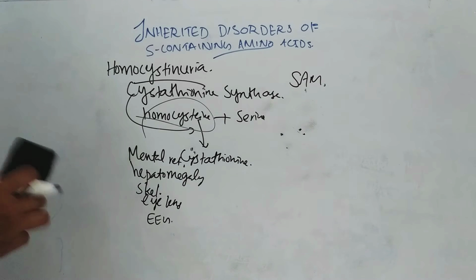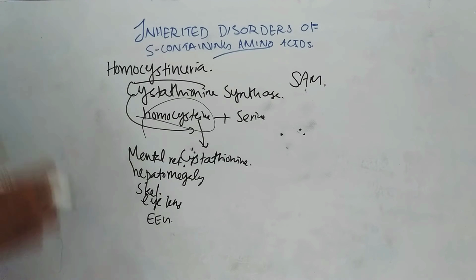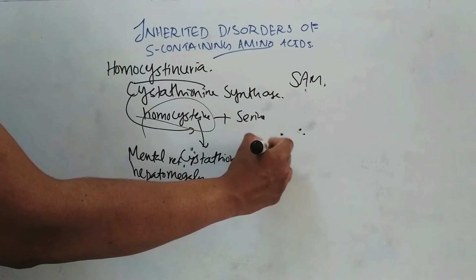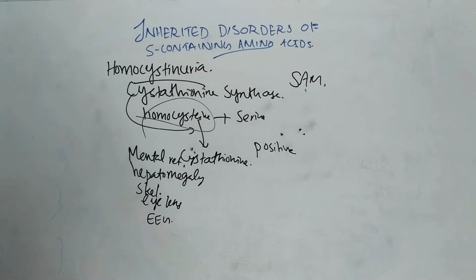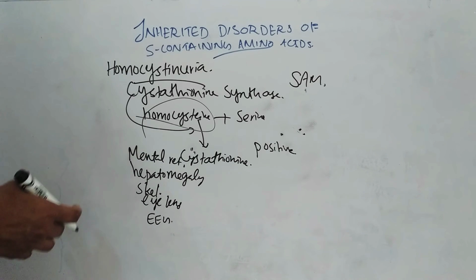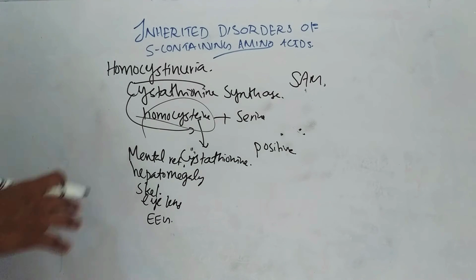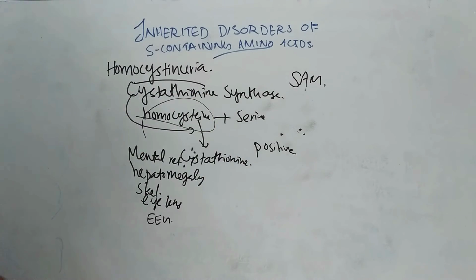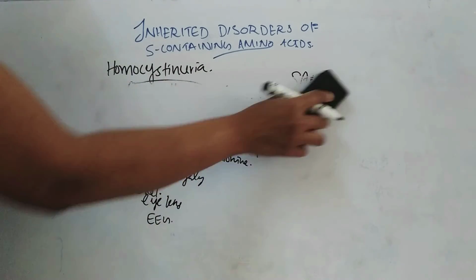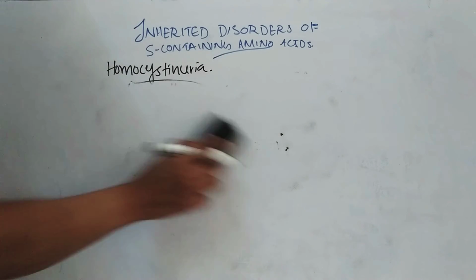So here sodium cyanide nitroprusside test is positive. Nitroprusside test is positive and it helps in diagnosis. So diagnosis is by sodium cyanide nitroprusside. So in addition to this classical type, there will be other types, that is type 2, type 3 and type 4.